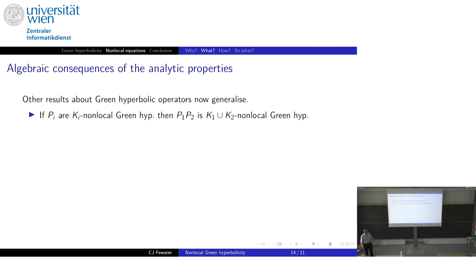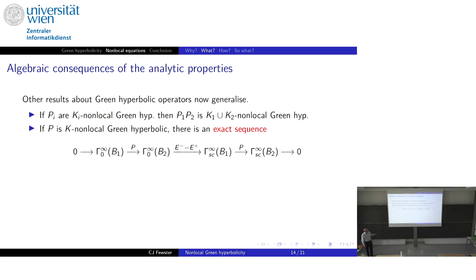And also one can prove some other things. So there's almost an algebraic structure. If you have two K non-local Green hyperbolic operators, then the product also has Green operators. And if you have a Green hyperbolic operator, then there is an exact sequence that takes us between various spaces of compactly supported sections and space-like compact supported sections.